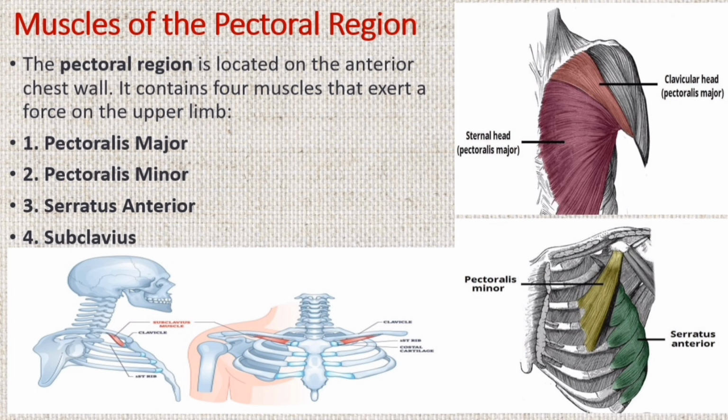Attachments. Originates from the 3rd-5th ribs and inserts into the coracoid process of the scapula. Function. Stabilizes the scapula by drawing it antero-inferiorly against the thoracic wall. Innervation. Medial pectoral nerve. Serratus anterior. The serratus anterior is located more laterally in the chest wall and forms the medial border of the axilla region.